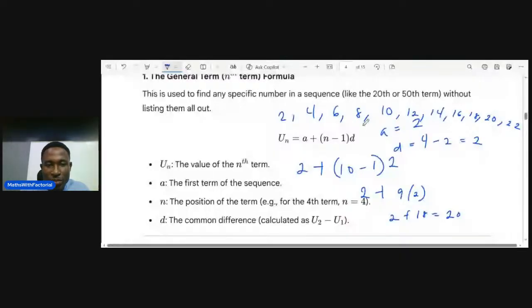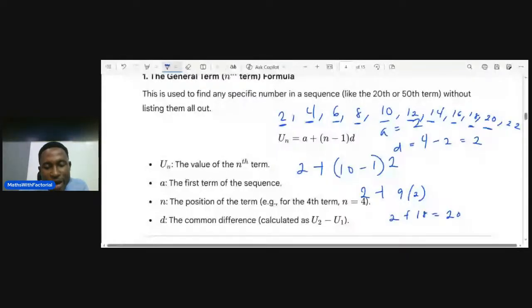So let's count from 2. This is the first term, second term, third term, fourth term, fifth term, sixth term, seventh term, eighth term, ninth term, and 10th term. So our 10th term is 20, which we just calculated using the formula. Can you see that it's simple?